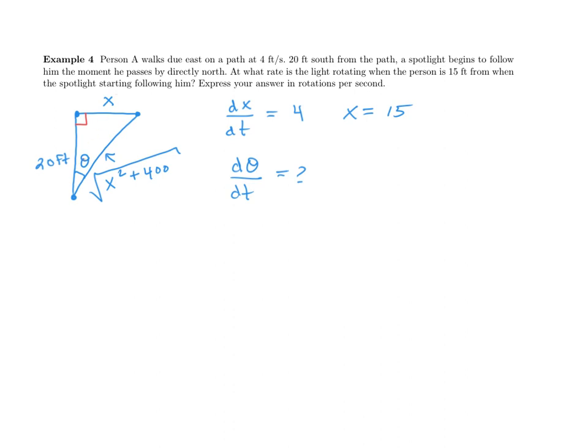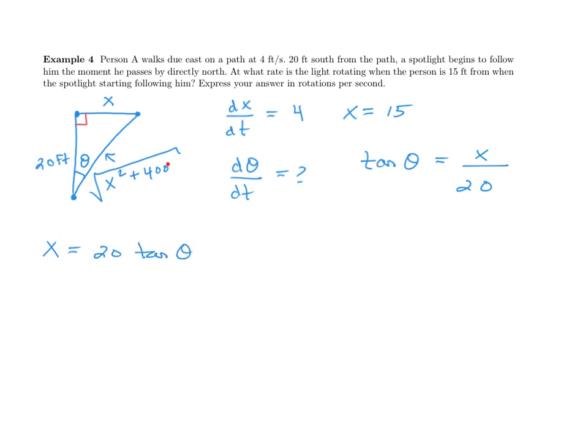And there is. In a right triangle, we can use some trigonometry. I think the one we want to use is tangent. Tangent is opposite over adjacent, so therefore tangent of theta is equal to x over 20. We can take the derivative of both sides of this equation. I think I'll rewrite it and multiply the 20 to the other side, but we have x is equal to 20 times tangent of theta.